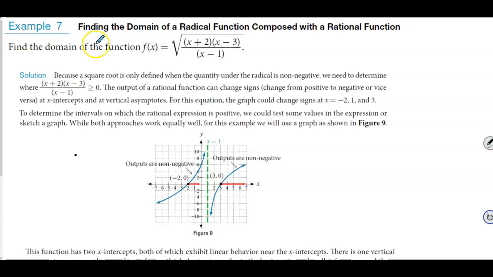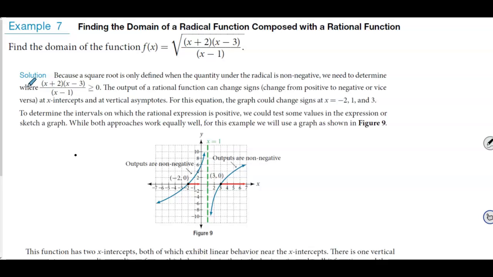In example 7, we're finding the domain of a radical function composed with a rational function. So we want to find the domain of the function f of x, which is equal to the square root of (x plus 2)(x minus 3) over (x minus 1). Because a square root is only defined when the quantity under the radical is non-negative, we need to determine where this rational function (x plus 2)(x minus 3) over (x minus 1) is greater than or equal to 0.